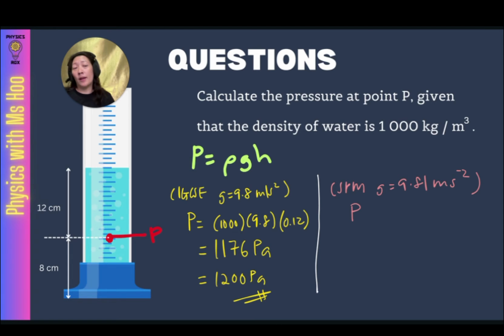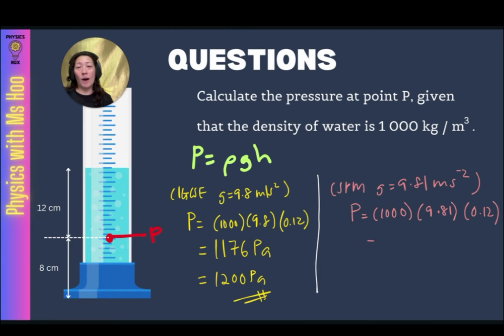The substitution of values is also the same. Rho, which is the density of water, is still 1000 kilograms per meter cubed. But g is 9.81 for SPM. h, of course, is 0.12 meters. Remember, you don't write in centimeters, you write in meters. And the value you get will be almost the same.